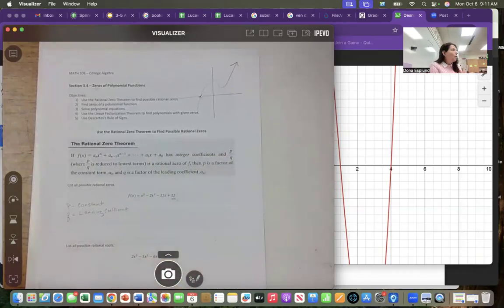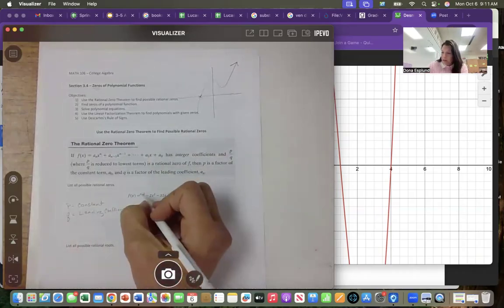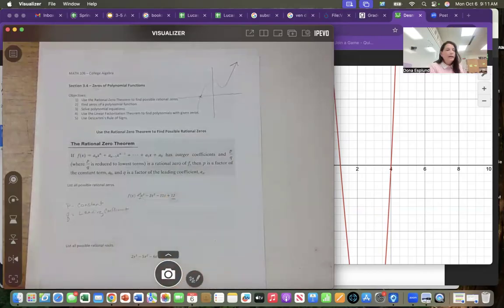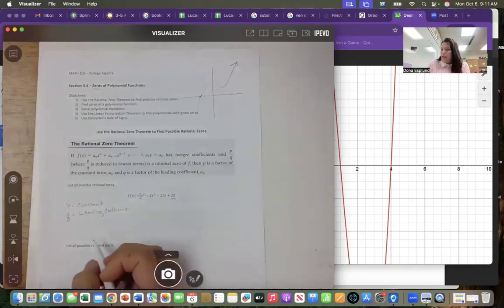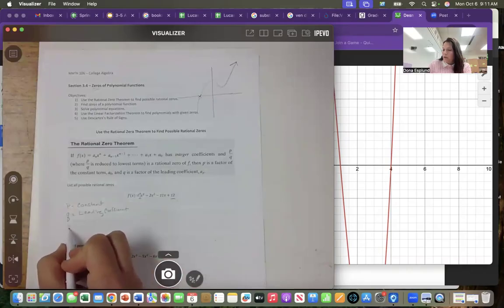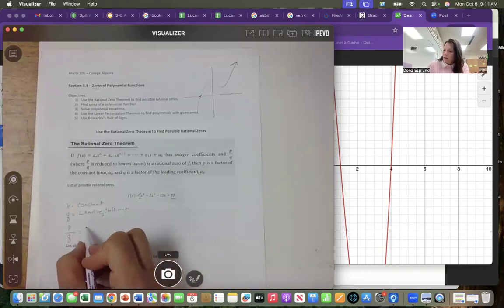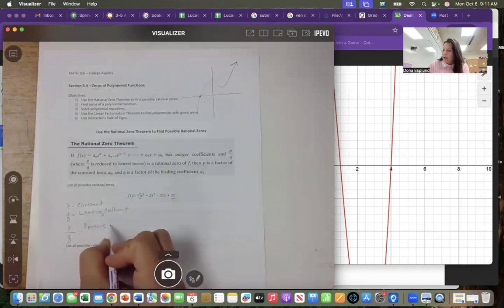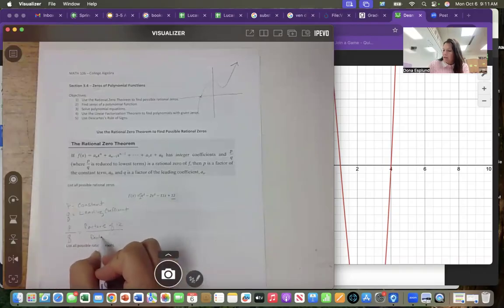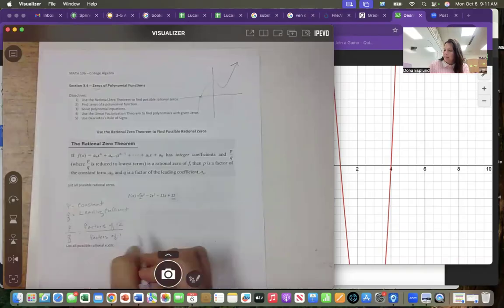Okay, so the leading coefficient in this case is going to be 1 because I have 1x to the third. And so when I find all the possibilities of the rational roots, I'm going to find it by saying I want the factors of p divided by the factors of q. So I'm going to go the factors of 12 divided by the factors of 1 in this case.